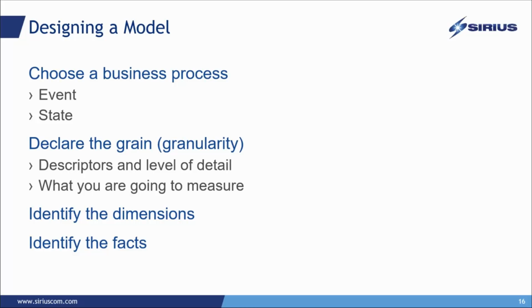So in terms of designing a model, there's a process that you need to go through. And the first thing is, dimensional modeling is all about the business. And so you have to decide which business process you want to model. And these business processes are typically either an event or a state of the world.